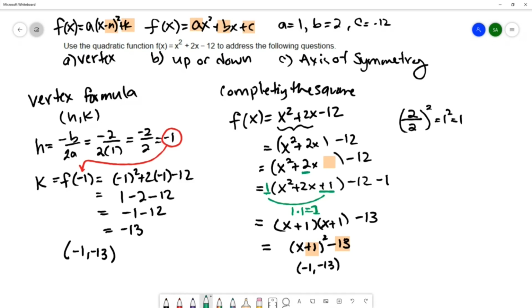So let's move on to the other parts of this problem, part B. Does the parabola open up or down?